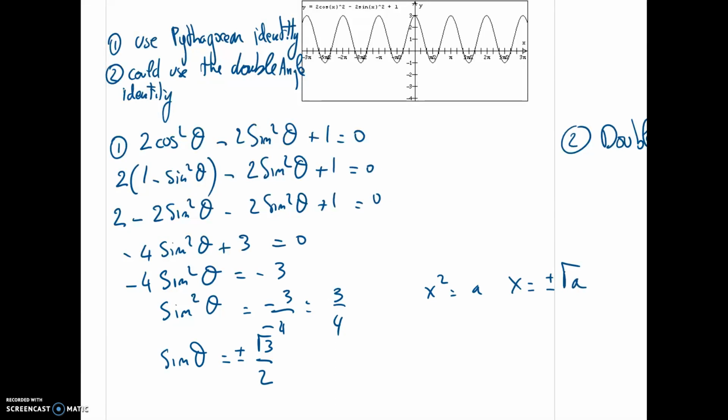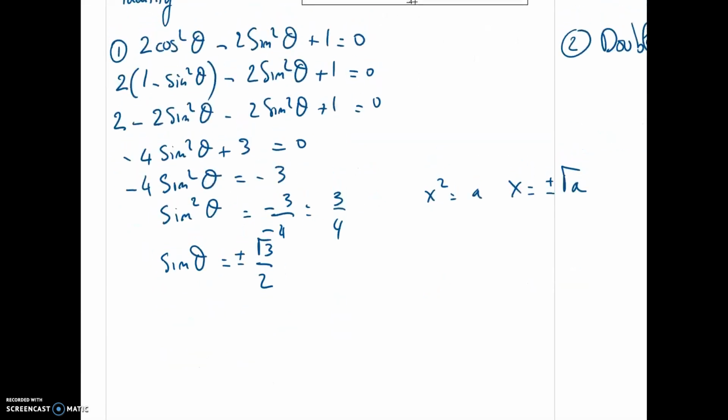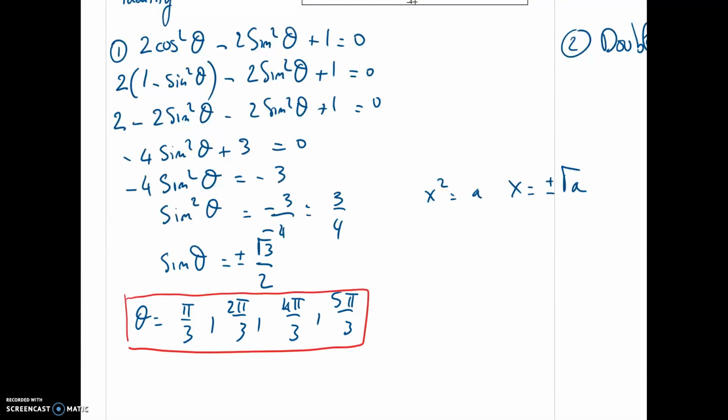Okay? And so that implies that the angle theta will be equal to pi over 3, 2 pi over 3, could be also 4 pi over 3, 5 pi over 3, etc. All right? So I'll let you do the double angle identity, and you are going to find exactly the same values of theta that solve this equation. All right.